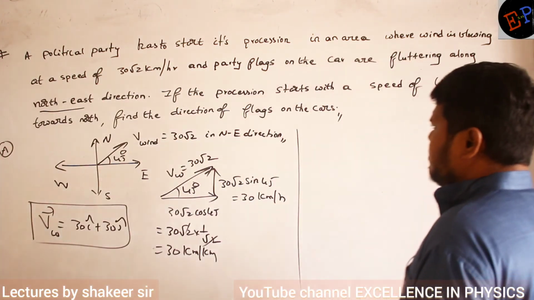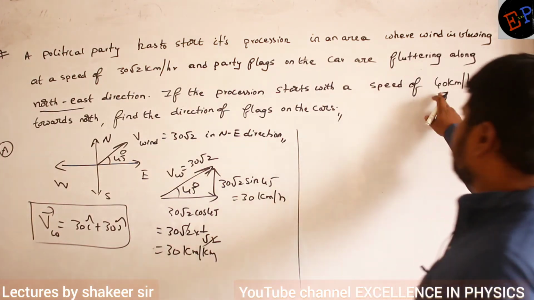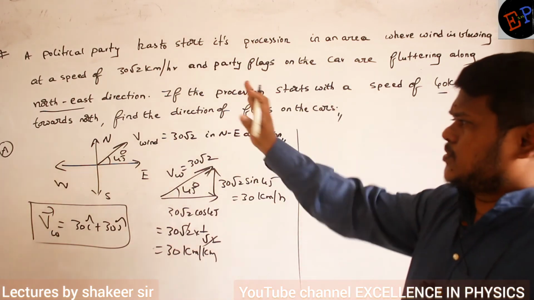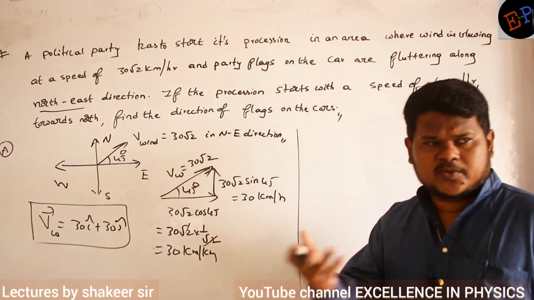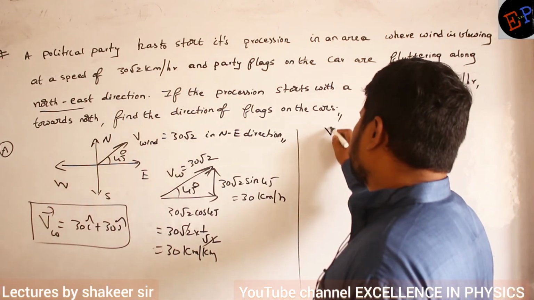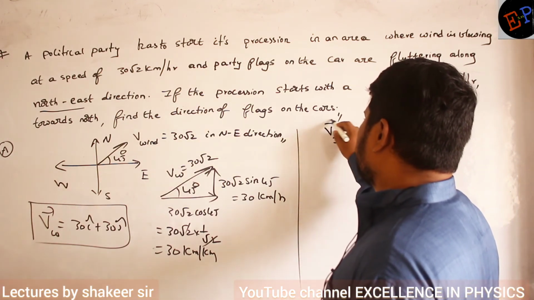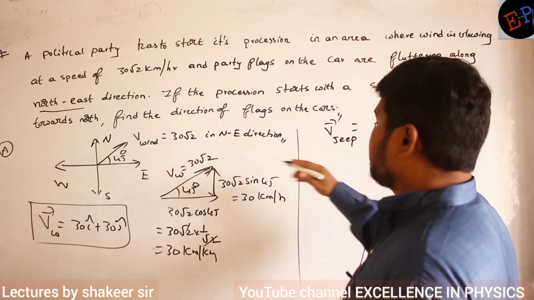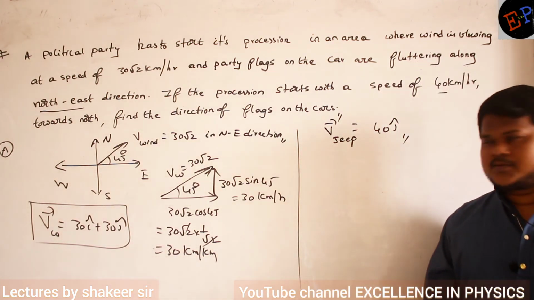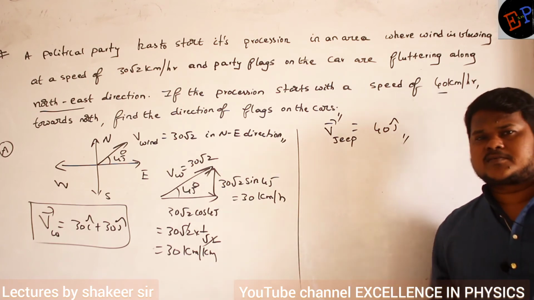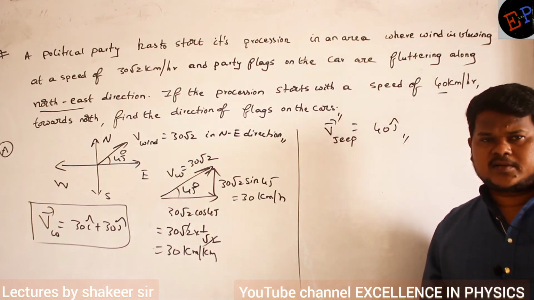Now the procession has started with a speed of 40 km per hour towards the north direction. Procession means that is a jeep. Let us consider the jeep only. So let us consider the velocity of the jeep. The velocity of the jeep is 40 km per hour towards the north direction, means 40 j cap. I can write like this. So this is the velocity of the procession, or you can say the velocity of the jeep. Up to here it is clear?